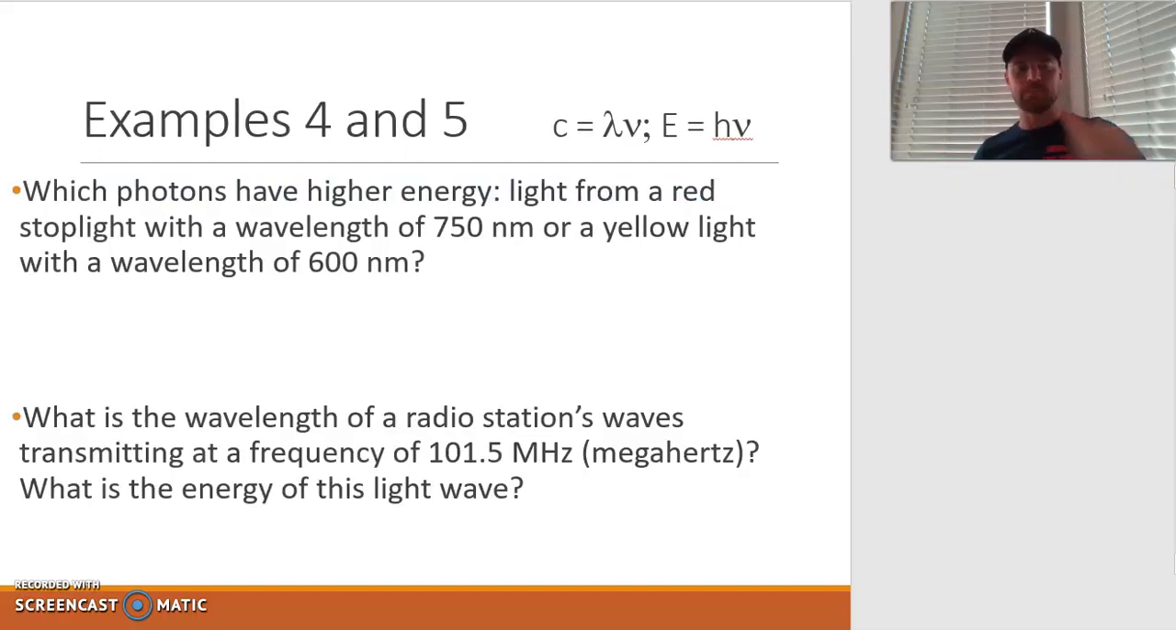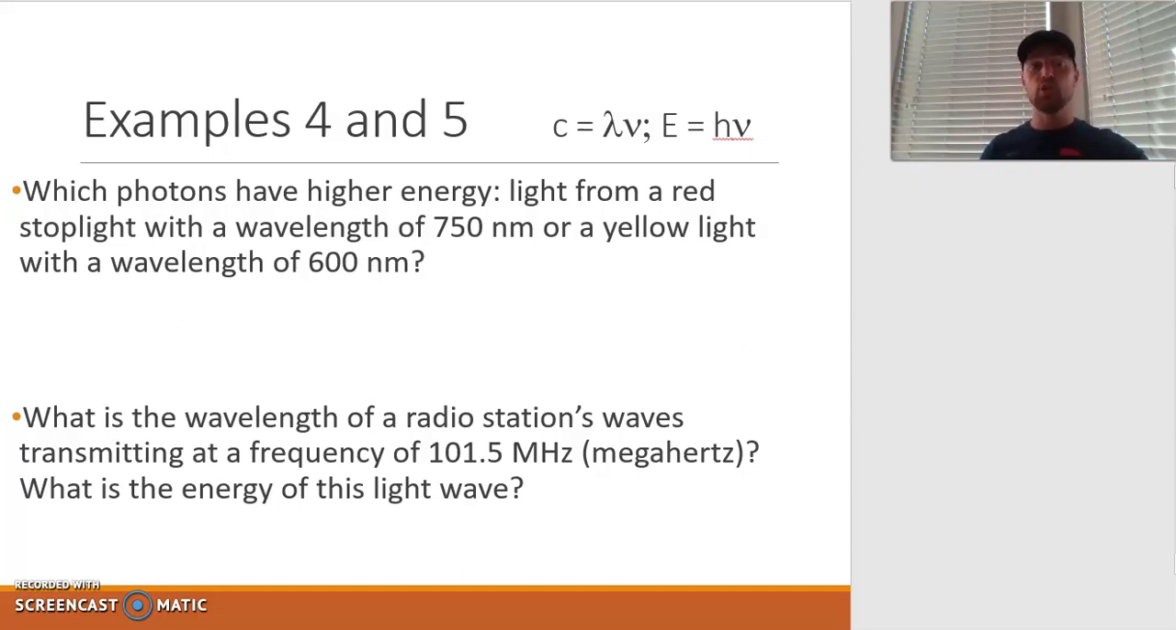Alright, let's do some examples. Example 4 and 5. Example 4 asks us which photons have higher energy. Light from a red stoplight, which would have a wavelength of approximately 750 nanometers, or yellow light with a wavelength of 600 nanometers. So this question is not asking us what the energy is, it's just simply asking us which photon would have the higher energy.